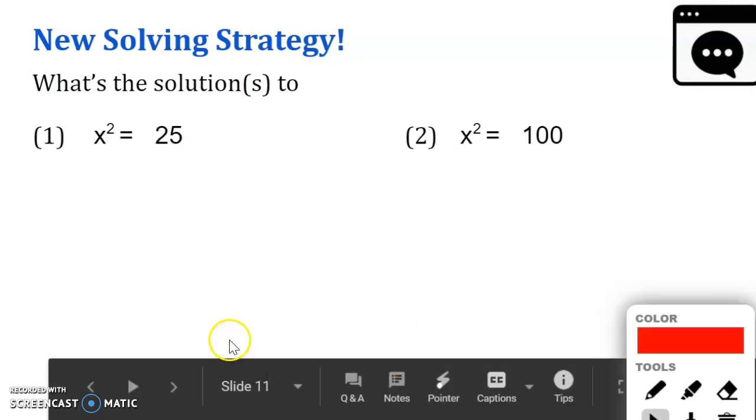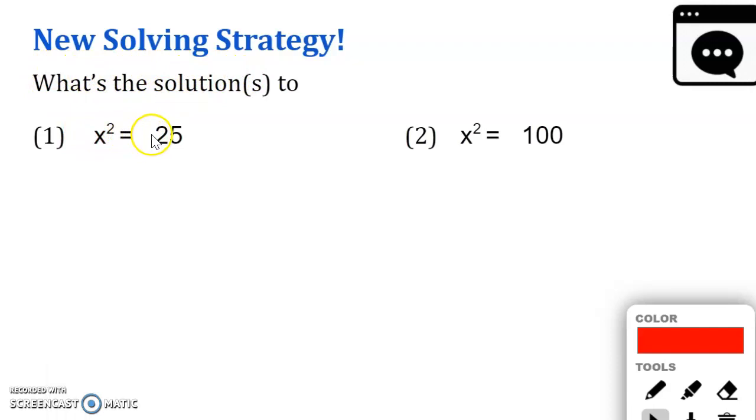Okay, so let's start off with easy ones. What are the solutions to x squared is equal to 25? If the question ever asks you to solve or what is the solution, that means we're looking for the value of x that makes this equation true. What are the values of x that make this equation true?